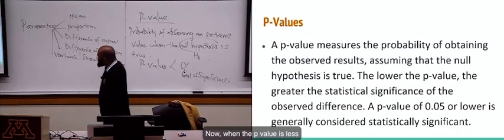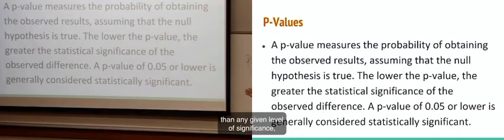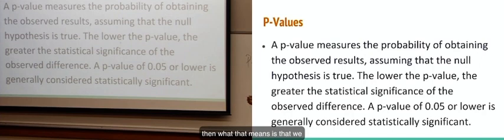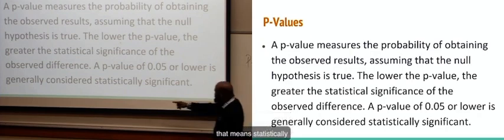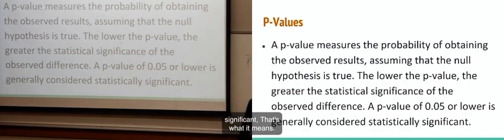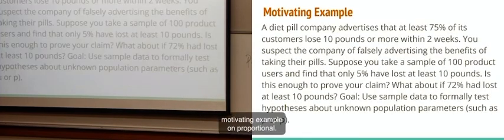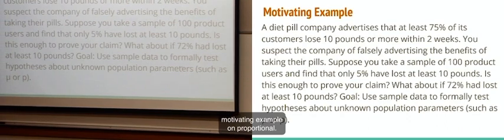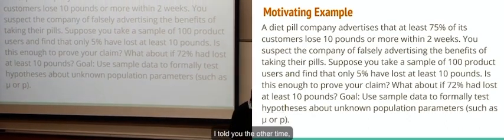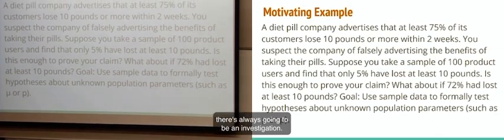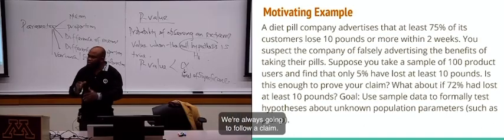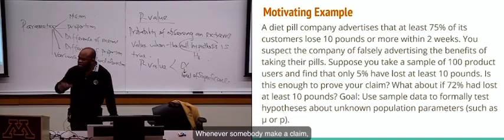Now, when the p-value is less than any given level of significance, what that means is that we have detected a difference. It is statistically significant. That's what it means. Now, I want us to have a motivating example on proportion. I told you the other time, an investigation will always follow a claim. Whenever somebody makes a claim, the next thing is investigation.